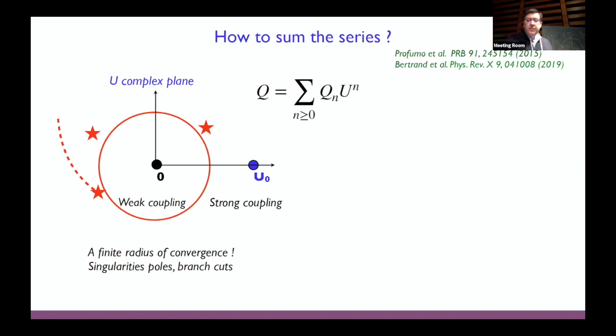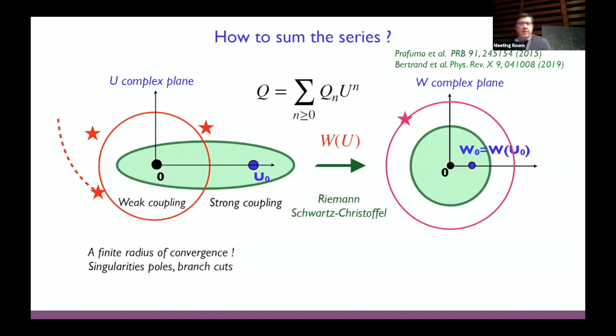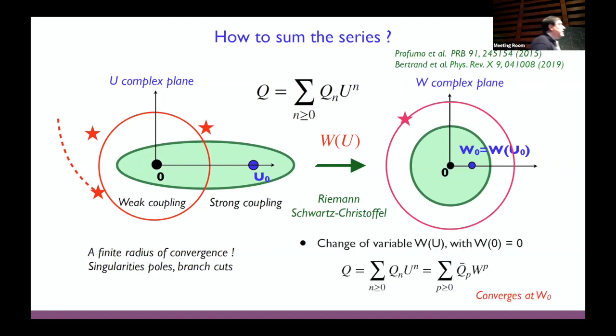How do we do that? Well, imagine that there is a region without singularity, the green region here, that encloses 0 and the point of interest. We know from a long time in complex analysis that you can find a change of variable that will map that into a disk inside the disk of convergence, because there is no singularity here, so there can't be any there. Since the work of Riemann, explicitly Schwarz and Christoffel, this is well known. We can compute this change of variable, and in that change of variable, because you are within the radius of convergence, your series in the new variable will converge.